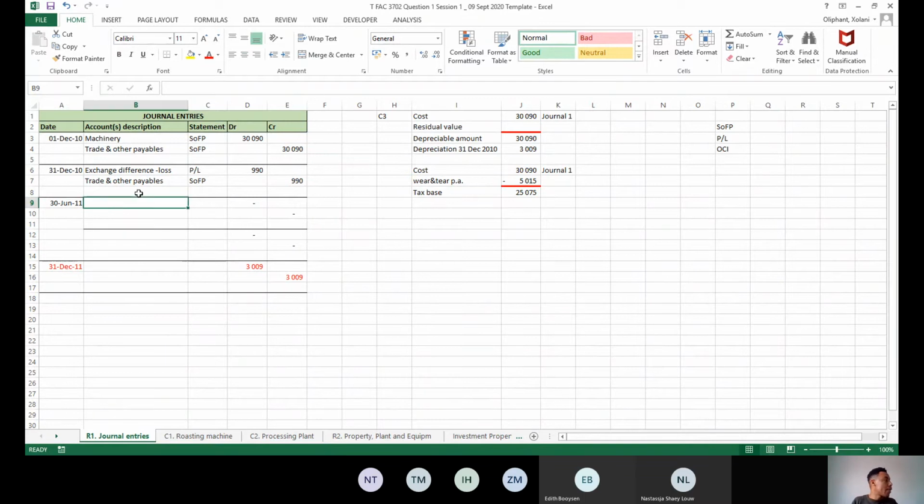So what I would have done is debit my trade and other payables, because that's how much my foreign creditor is going to decrease by, and then obviously I would have paid cash, right? And that will be in my statement of financial position, the same as that one. How much will that be? At that point in time, the exchange rate is 10 rand 29 cents. I still owe them 3,000 euros, right? So that's how much I would have settled my debt with.